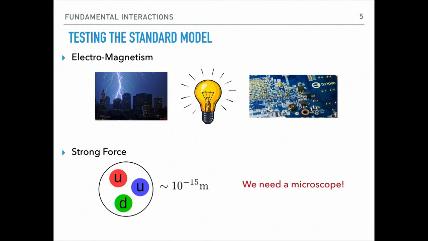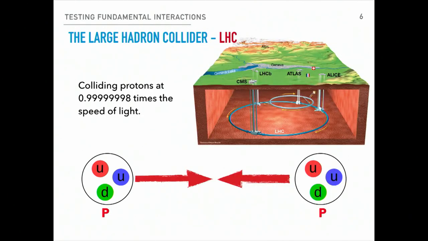Other components are much more difficult to test. If we think about the strong force, its carriers are quarks and gluons. They are the fundamental building blocks of the proton, for example. And accessing these quanta is extremely difficult because the proton is living already at length scales of 10 to the minus 15 meters. So in order to resolve that, we need a very powerful microscope. And there's one particular microscope that I want to talk about today a little bit more. And this is the Large Hadron Collider.